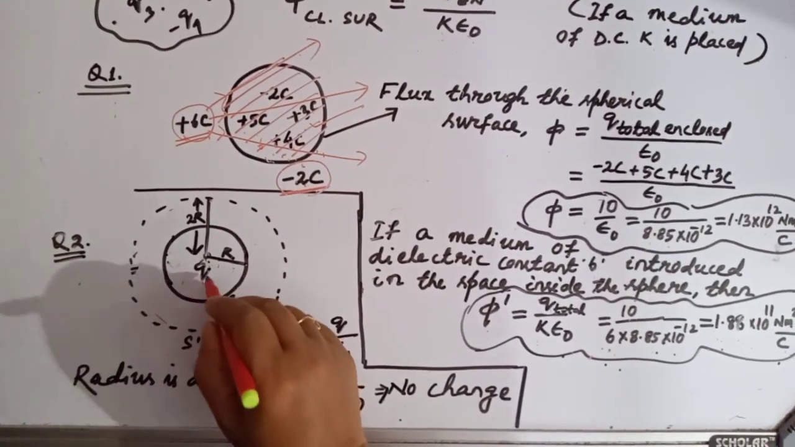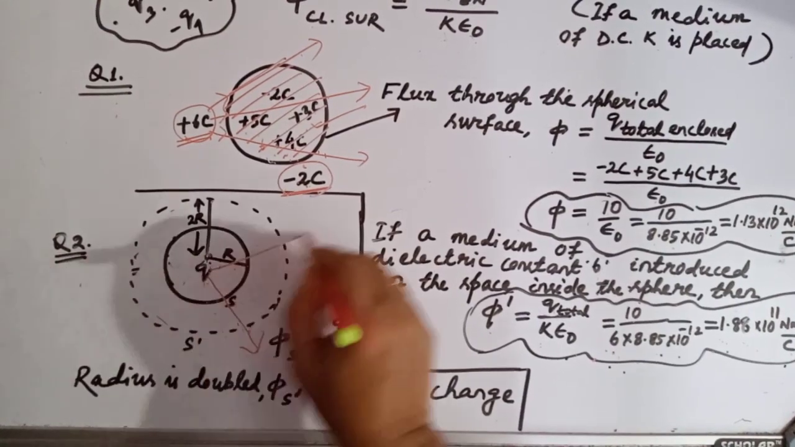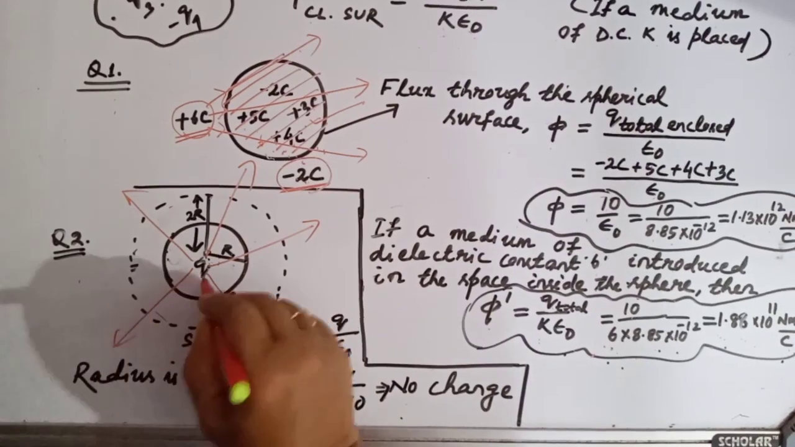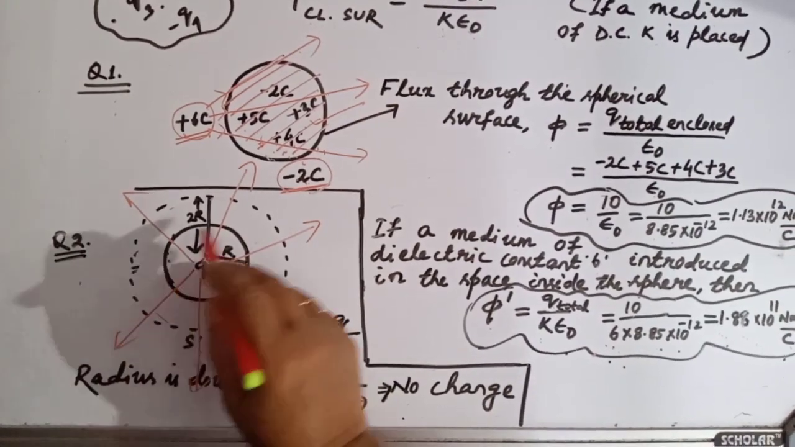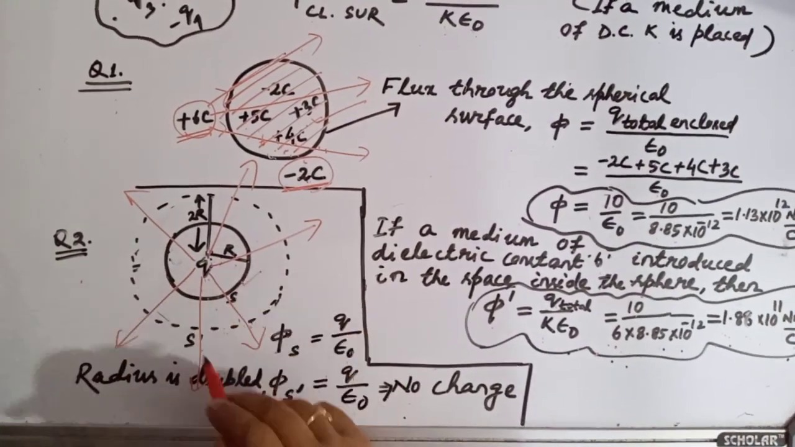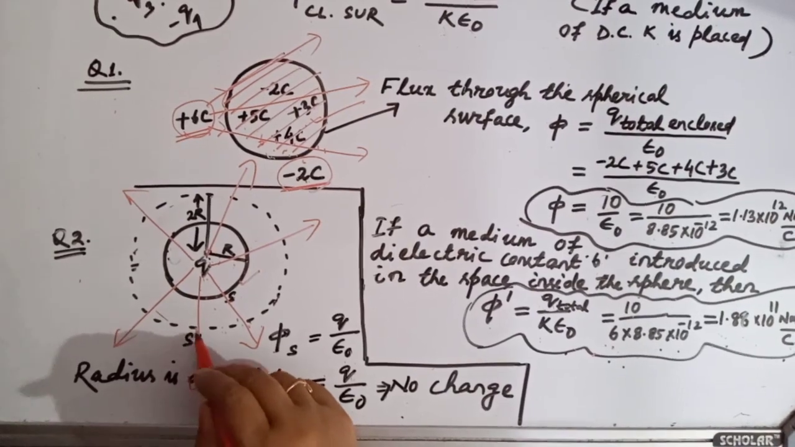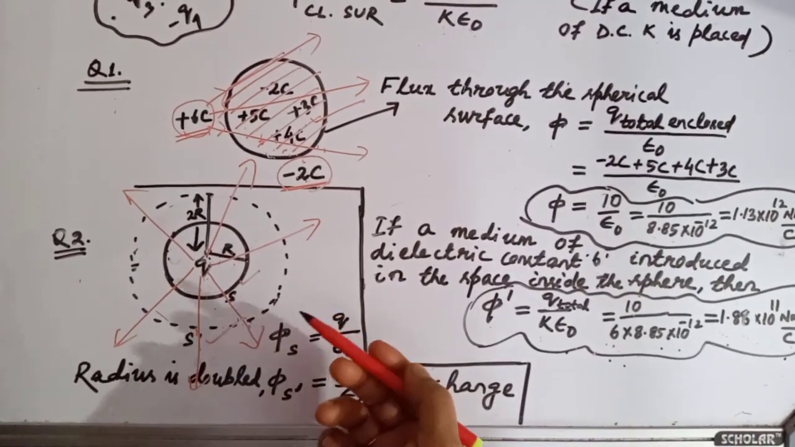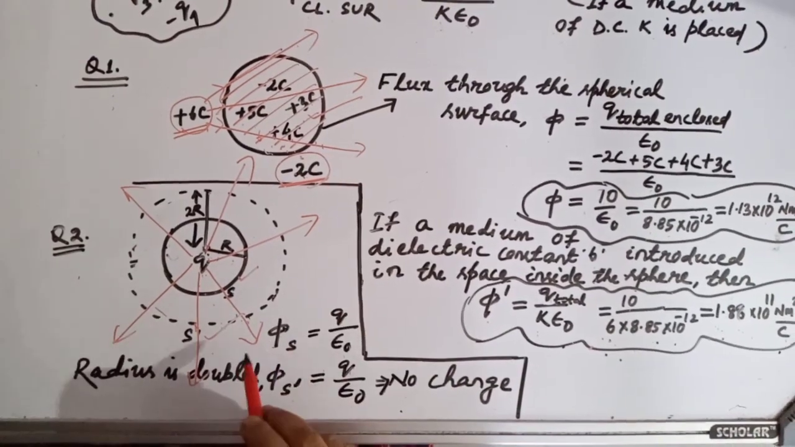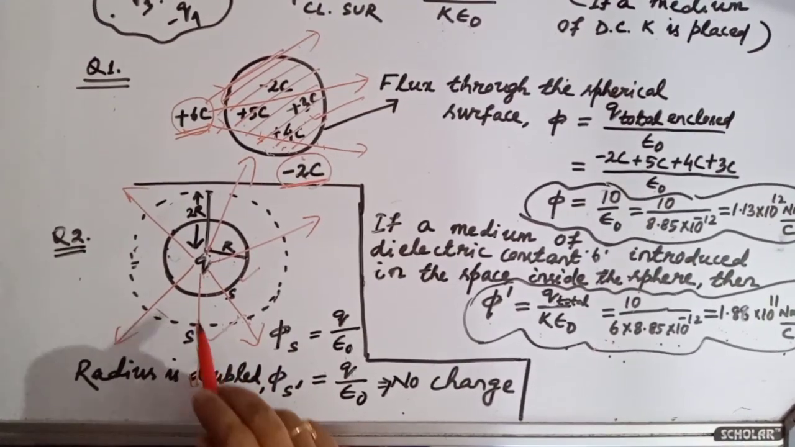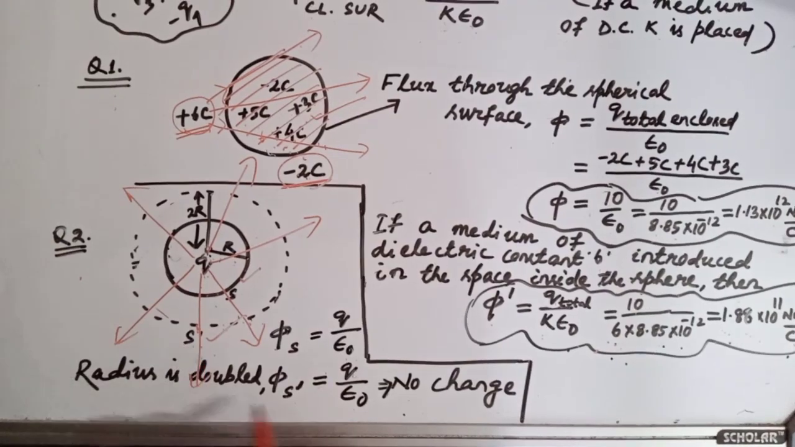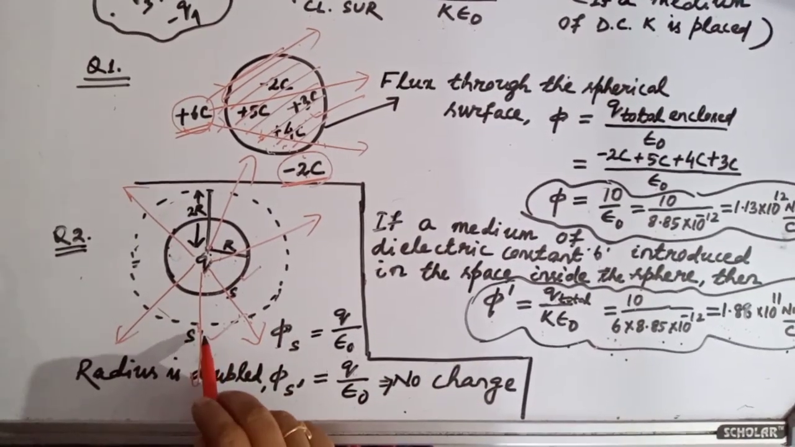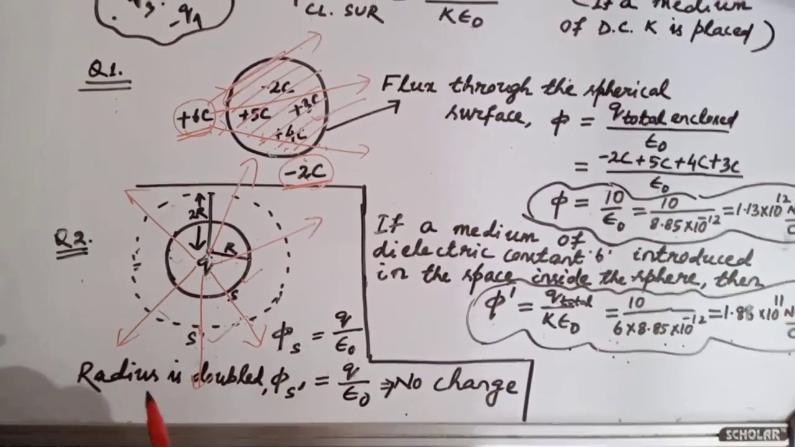If the field lines are drawn like this due to plus Q charge, you see the number of field lines passing through this surface S is also equal to the number of field lines passing through surface S dash. Flux is nothing but the field lines passing through a surface normally. Thus, when the radius is doubled, there is no change in the flux passing through the surface. Okay.